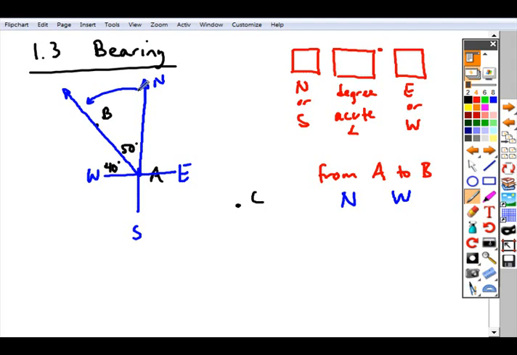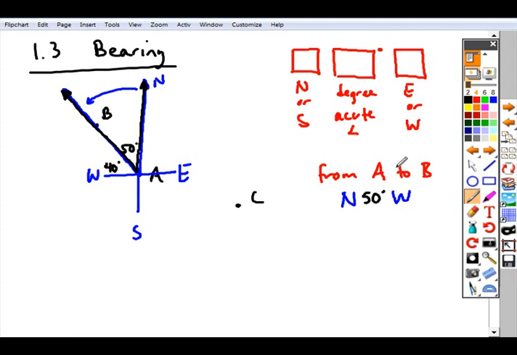Our angle was formed right here. So we're going to take this north axis, rotate it over through this other side, and the rotation was 50 degrees. And so that would be what goes in the middle spot. That middle box is the degree measure.